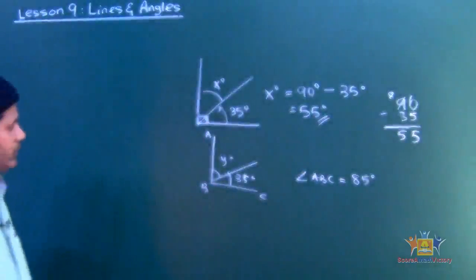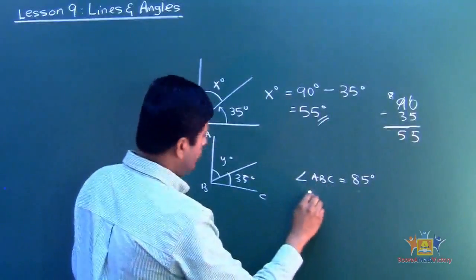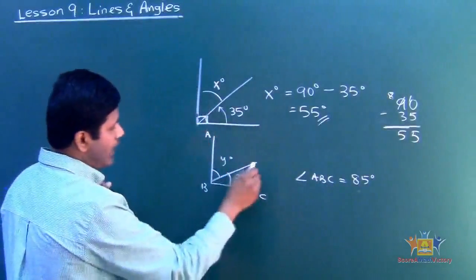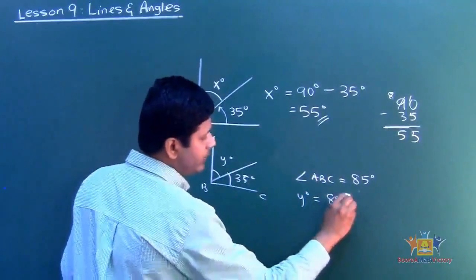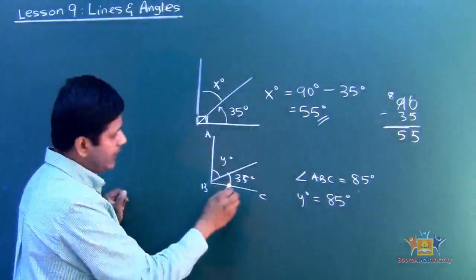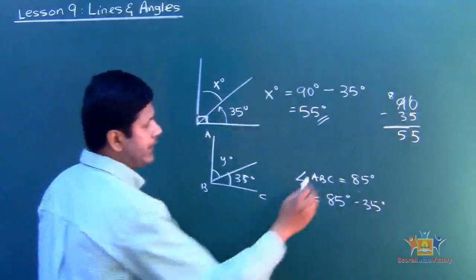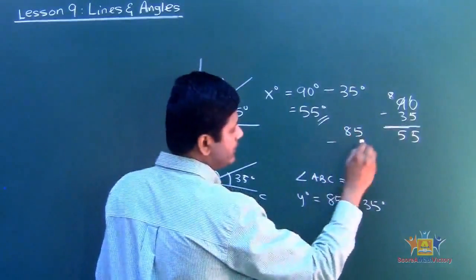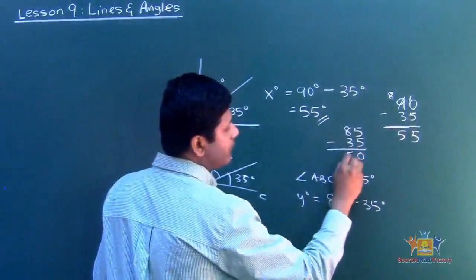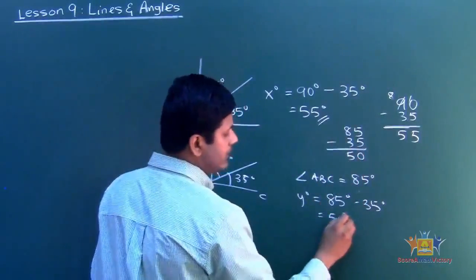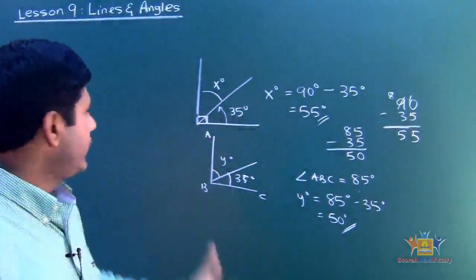And what about this one? What's the total angle? The total angle is given as 85 degrees. So in order for me to find the Y degrees, Y equals 85 degrees, which is the total angle, and I'm subtracting 35. Line it up. So I take 85 minus 35. 5 minus 5 is 0, 8 minus 3 is 5. And that's 50 degrees. See that? That's how you find it.